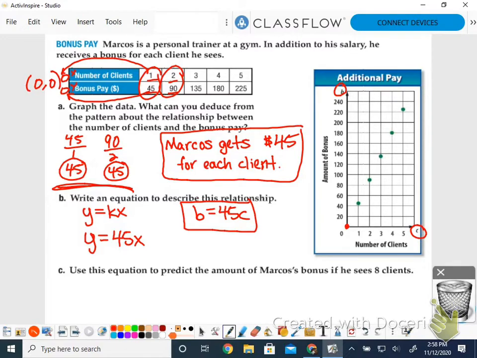All right, and then part C, use this equation to predict the amount of Marcos's bonus if he sees 8 clients. So we're going to use our equation, that's what they just told us to do, to predict Marcos's bonus if he sees 8 clients. 8 clients, so 8 is a C value. So B equals 45 times 8. And when we multiply 45 times 8, we're going to get 360. So Marcos would get $360 if he sees 8 clients.